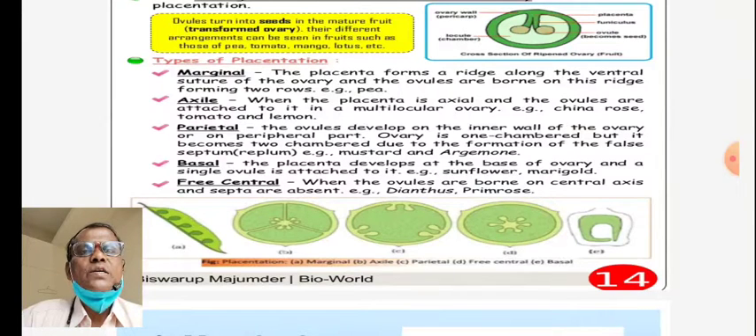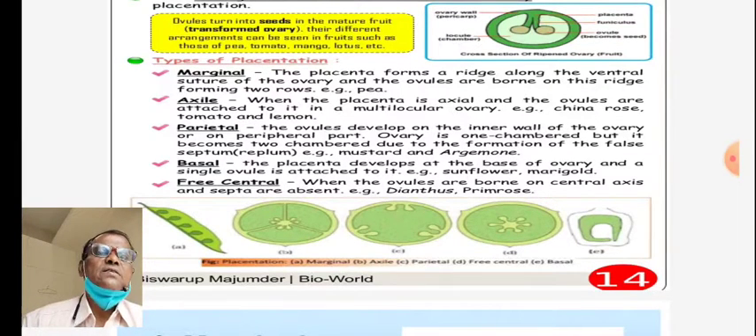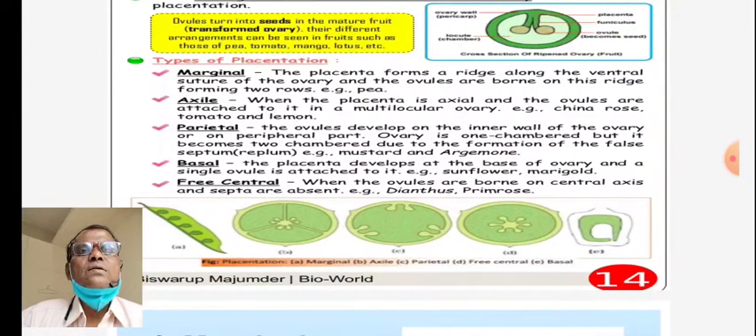Fruit is nothing but the fertilized, matured ovary, right? That is our definition of the fruit. We are observing it in the next topic.